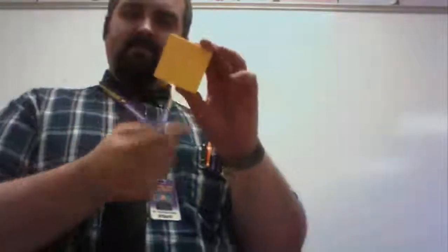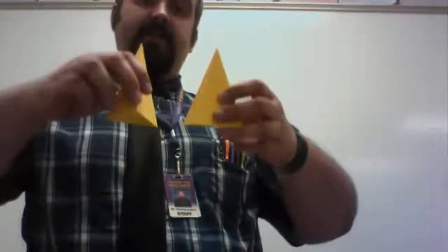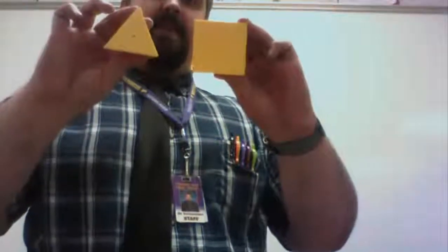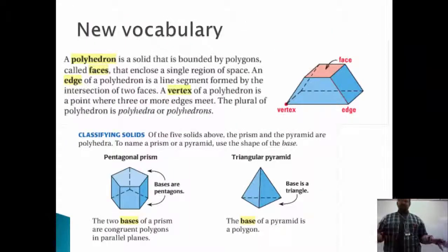Pyramids. One base, and each other side is a triangle. That means I could have a pyramid that looks like this, which there's a distinct difference. Its base is a triangle for one of them, where the other is a square. So, you should be able to tell me some of the things on the side of the shape, like for instance the edge, the vertex, the face, by identifying. You should be able to look at this and say prism, pyramid.